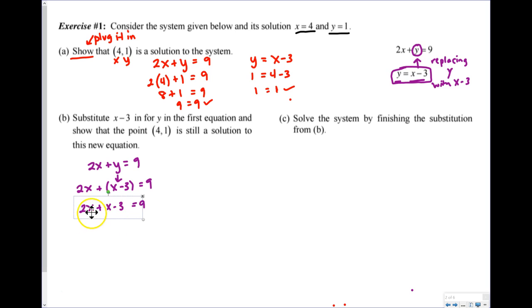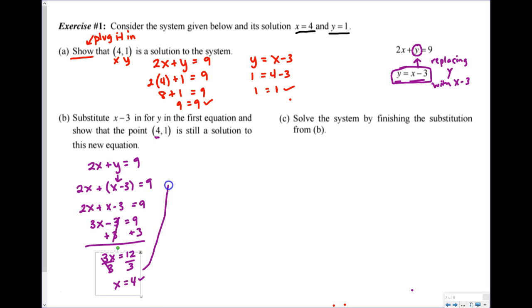And now I combine like terms and solve. 2x plus x is 3x, bring down the negative 3, bring down the 9, add 3 to both sides, and 3x equals 12. Divide both sides by 3, and x equals 4. Is that true? Yeah, I wanted that 4, so I'm okay so far. It worked. Now we still have to find y. So I'm going to take this x equals 4, and I'm going to plug it in to the other equation. Oh, wait, hold on. That's not what this is asking for. That's what we're going to do in the second part.